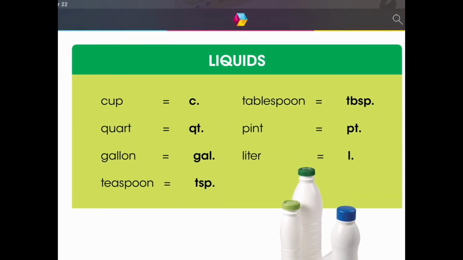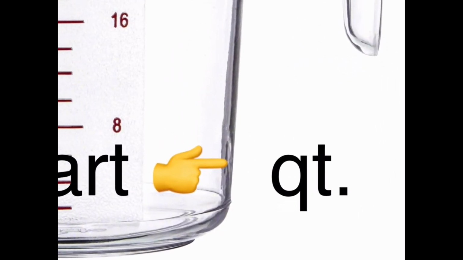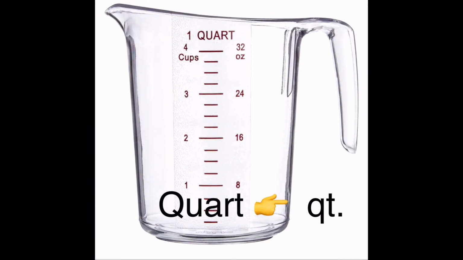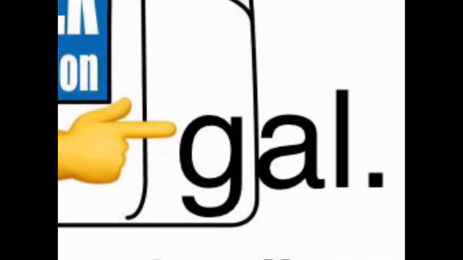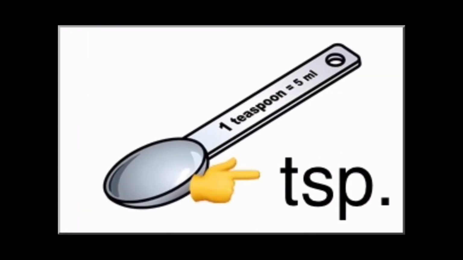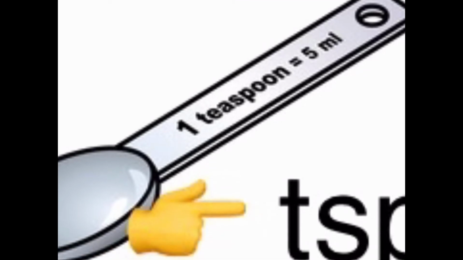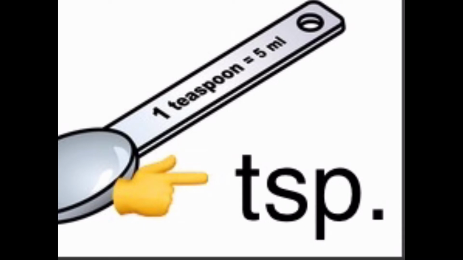I want you to remember these. In liquids, we have 1 quart, which is abbreviated into QT and a period. It means around 4 cups. Then we have 1 gallon. A gallon is abbreviated into GAL and a period. Then we have a teaspoon. A teaspoon is only 5 milliliters, and it's abbreviated into TSP. Okay, teaspoon into TSP and a period.